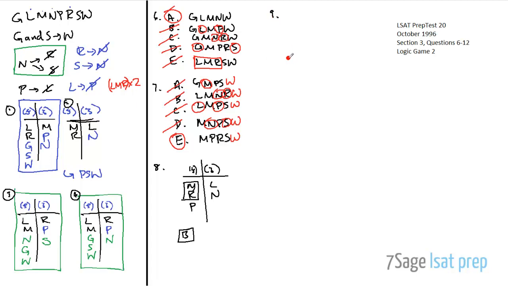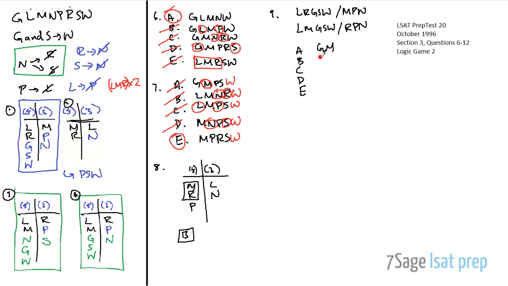If both L and S are reduced, which of the following could be a pair of areas, both of which are reduced? Okay, so L and S in scenario 1, and again in scenario 4, right? So either we have LRGSW with MPN out, or we have LMGSW with RPN out, right? So the ask is which of the following could be a pair of areas of expenditure, both of which are reduced, right?